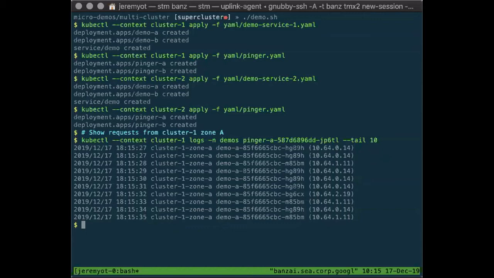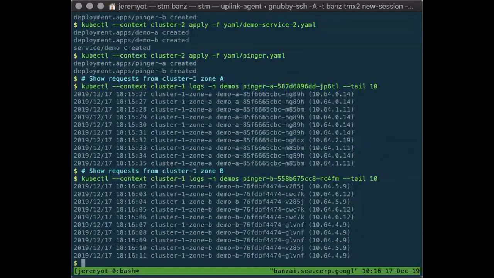It started by printing the logs from the pinger in zone A cluster 1, and you can see that it's spreading traffic between all of the backends in cluster 1 zone A, and now we'll show the same thing from cluster 1 zone B. And that pinger is also just talking to its local zone, but spreading traffic around.